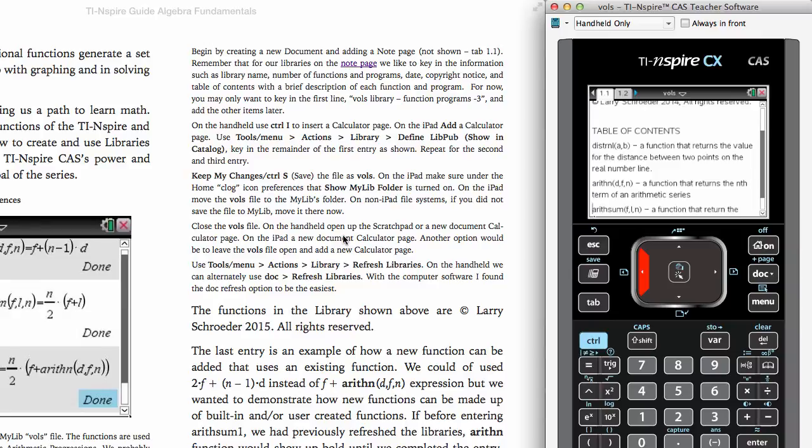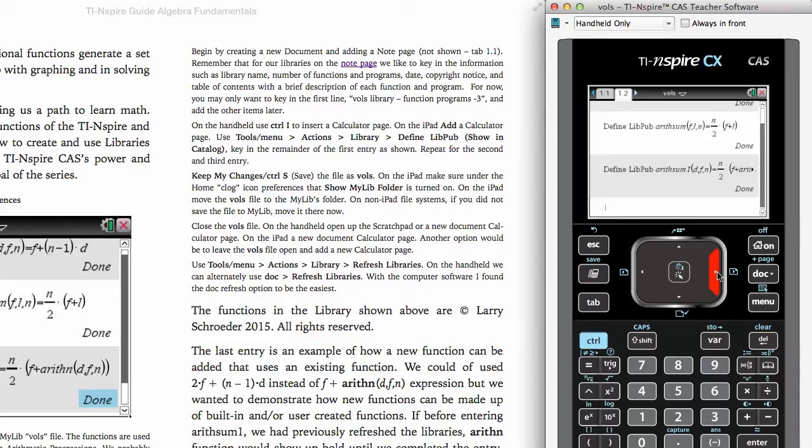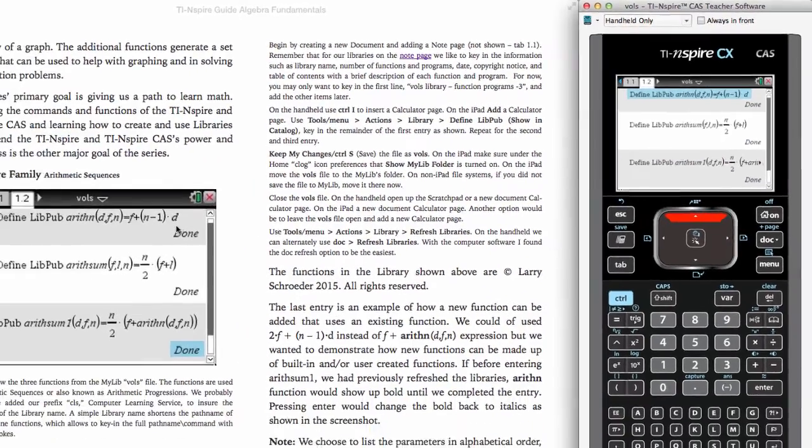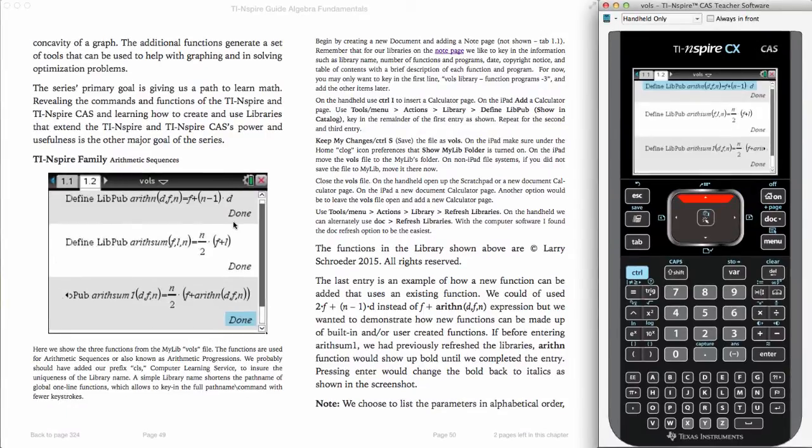for some reason I'm having a little trouble doing that. Let's try it again. Control and move over. We see that we have these functions that are over here. And if we scroll up, we can see that we have the functions added to our libraries.